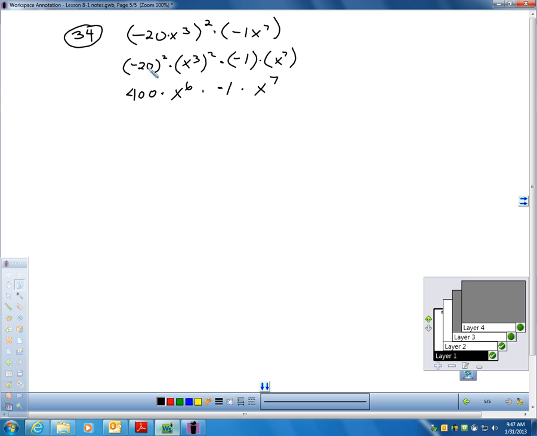Okay, now, negative 20 squared is 400. X cubed squared, okay? Remember, we're taking a power to a power, and we learned earlier in this video, well, in this case, I just got to do 3 times 2. If it's power to power, that's 6. So I have 400, I have x to the 6th, I have negative 1, and I have x to the 7th. And I want to simplify this. So I'm going to rearrange this. I have 400 times negative 1, and I have x to the 6th times x to the 7th. Well, I know 400 times negative 1 is negative 400.